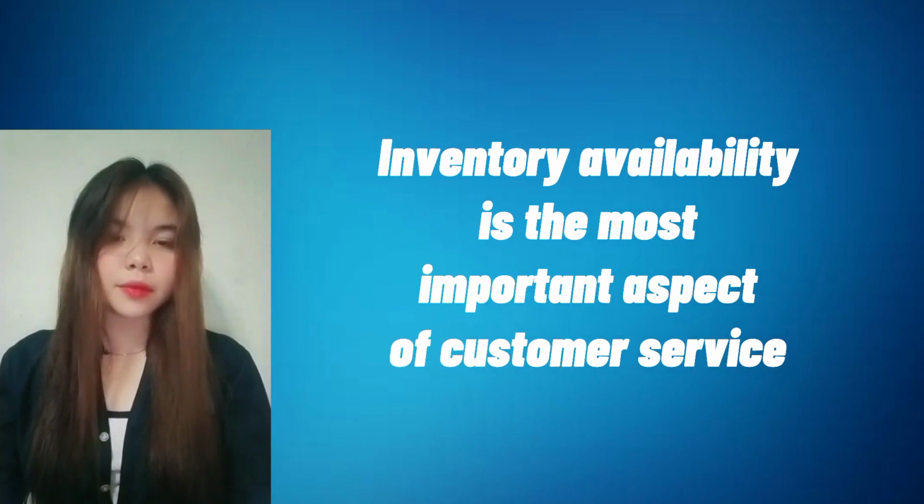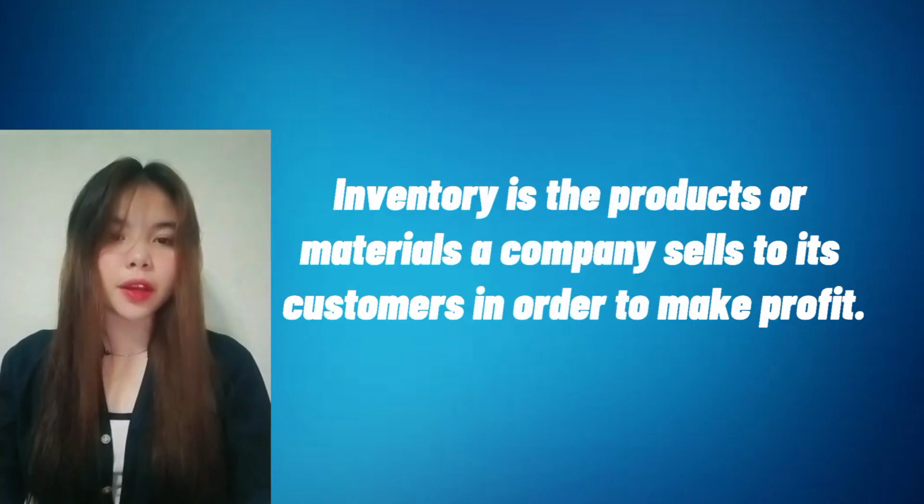Essence of inventory. Inventory availability is the most important aspect of customer service. Inventory is the products or materials a company sells to its customers in order to make a profit. Stock is a fundamental piece of many organizations' everyday business activities. The amount of items a business has on hand shows up on the accounting report as an asset. Organizations that keep stock need to know how much they have and how much it is worth.